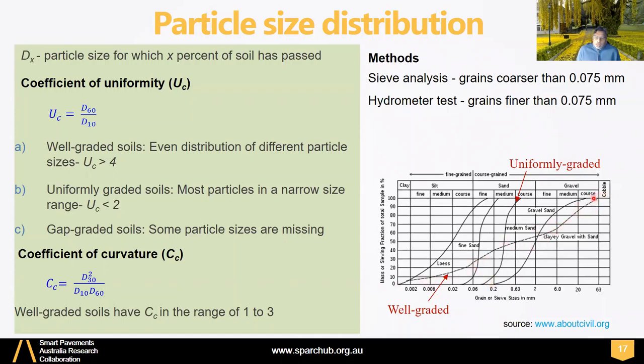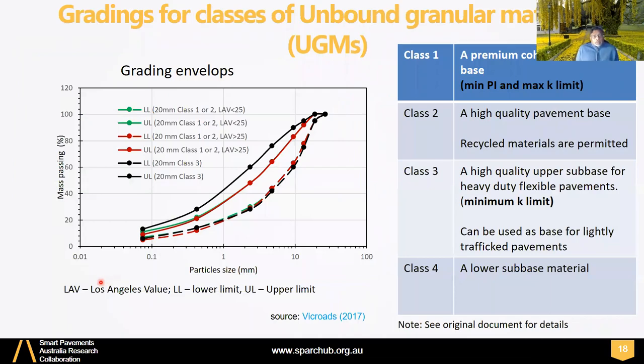If it is varying in a mild manner, then it could be well graded, because many particles are there in more or less equal proportions, which is easier to pack, and higher density can be obtained with well-graded materials. And there are various coefficients which characterize the particle size distribution shape: coefficient of uniformity and coefficient of curvature. So these are some examples of granular material gradations, obtained from VicRoads' specification. You can see here some classes of crushed rock granular material.